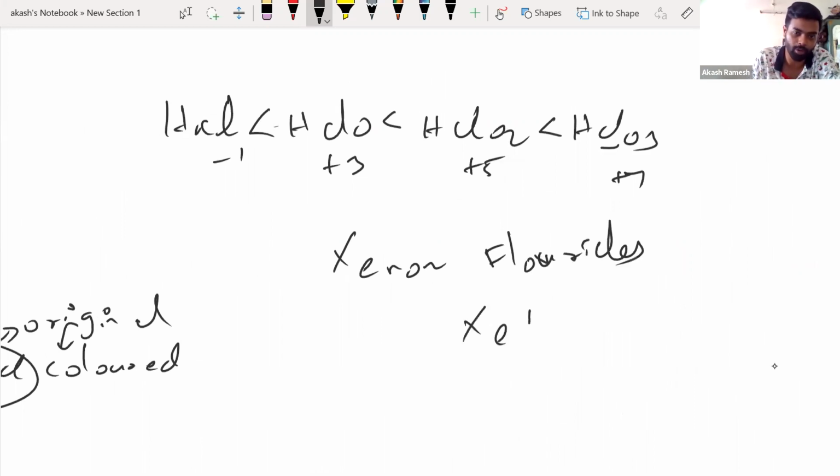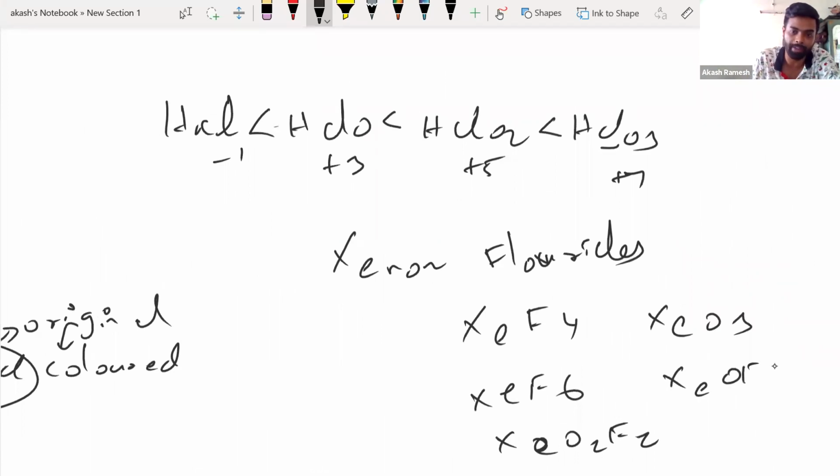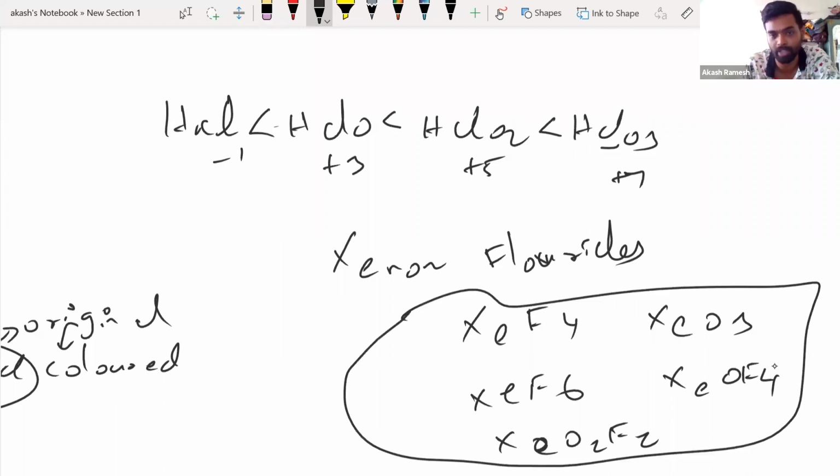Right, that is XeF4, XeF6, XeO2F2, XeO3, XeOF4. Like this, they can have different compounds of xenon. Okay, know their structure.